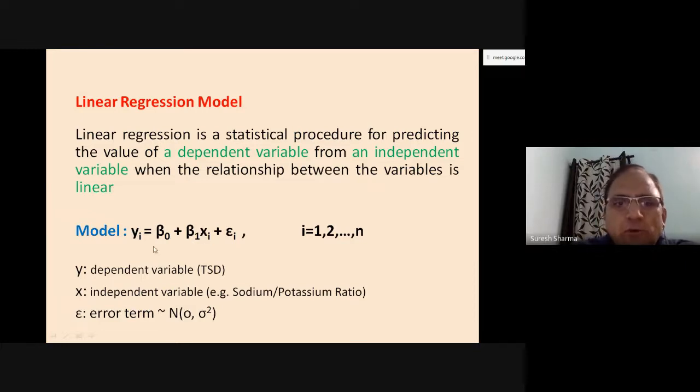Now you give any value to x, you can predict y. Yes or no? Because error will go to 0. These will be estimated from the data. So you give any value to x, you can estimate y. Let me give you an example of a simple linear regression.